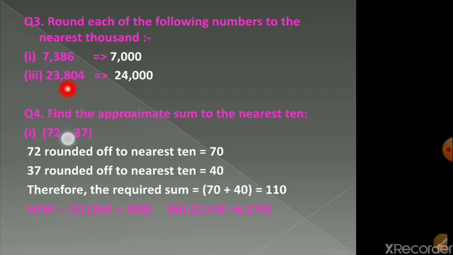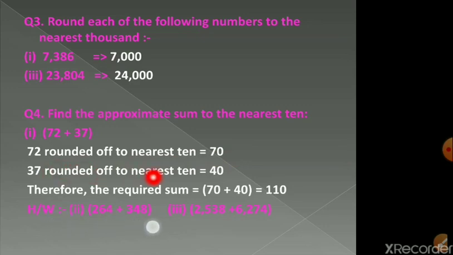Again, checking the hundreds place, which is having 8, and it is more than 5. So our thousands place will increase by 1. So our answer will be 24,000. Question number 4. Find the approximate sum to the nearest 10. First, we'll convert each of these numbers to nearest 10 and then we'll add and find the result. So 72, if you're rounding off to nearest 10, again we'll be checking the units place. In the units place, we have 2, which is less than 5. So after rounding off to nearest 10, the result will be 70.